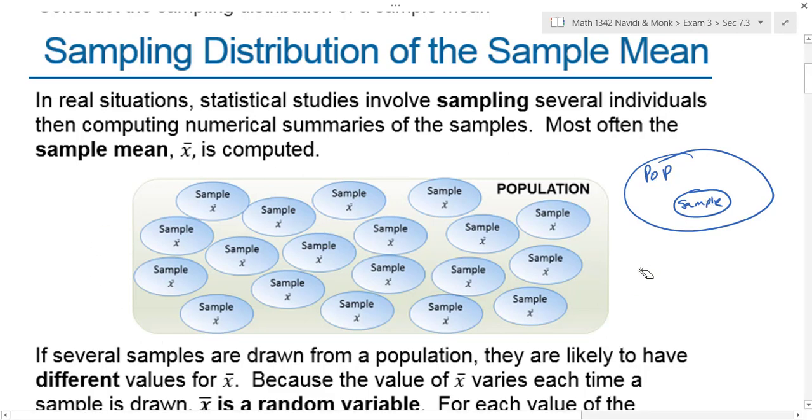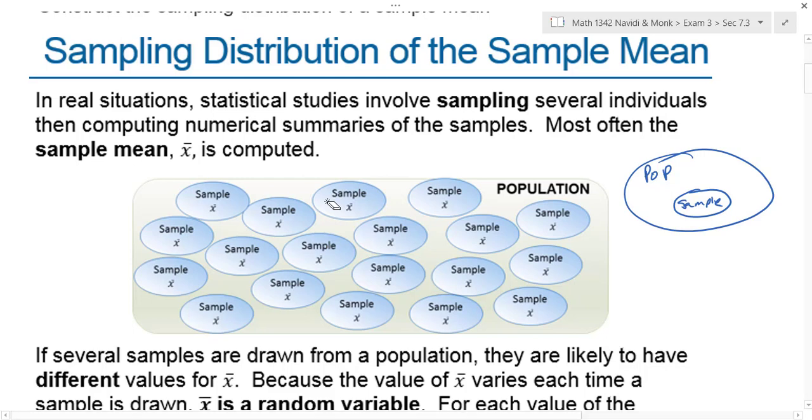What we do with a sampling distribution is, instead of looking at one sample from a population, I will look at a whole bunch of different samples from the population, and instead of looking at the height for each individual person in the sample, I'll look at each sample and calculate the average height. So then I have a whole bunch of different average heights, and this distribution of these average heights would be what we call our sampling distribution.